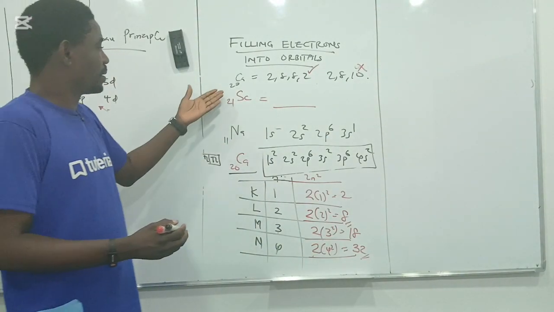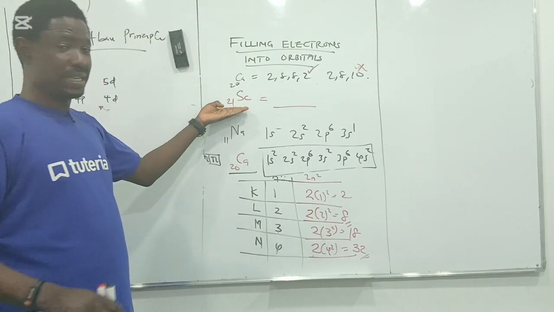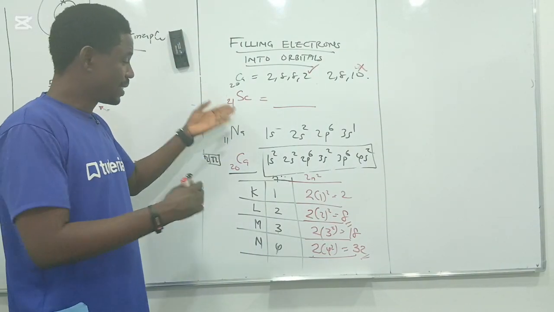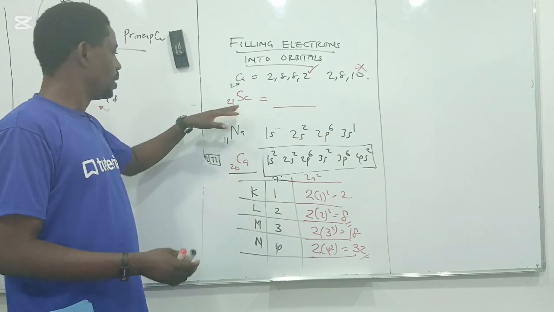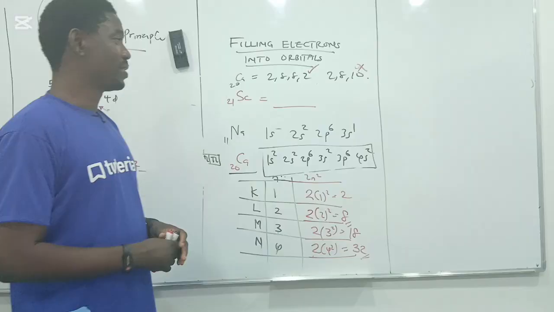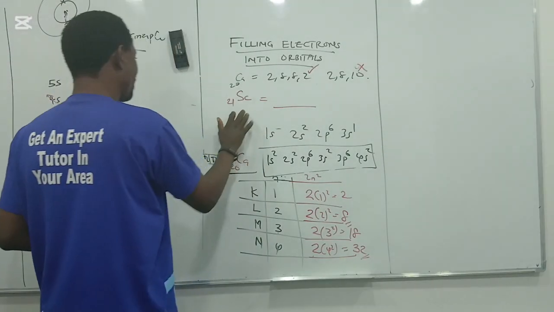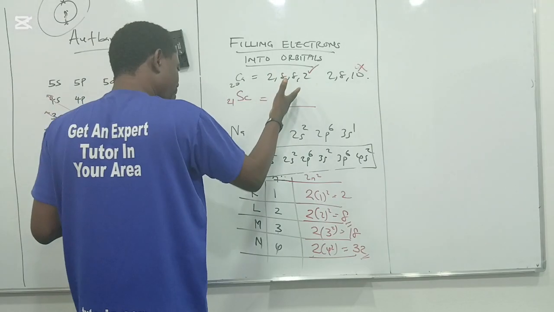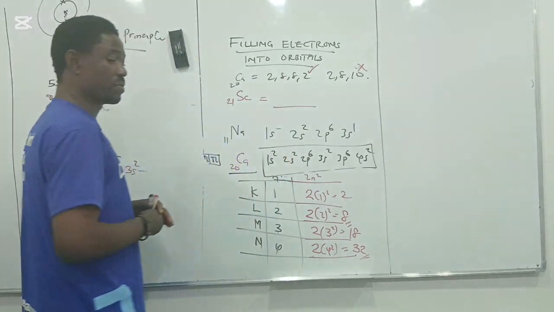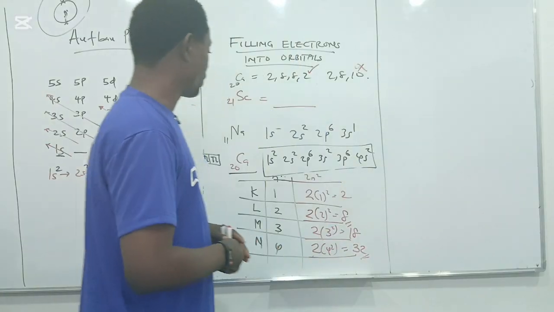You can even be asked, what is the electronic configuration in shell notation, that is K, L, M, N form, for scandium? So are you saying that you will not be able to write it? Of course, a lot of people make a lot of mistakes from there. So let's see how we can relate this shell notation with orbital electronic configuration. Those are the two ways of writing the electronic configuration of the elements.